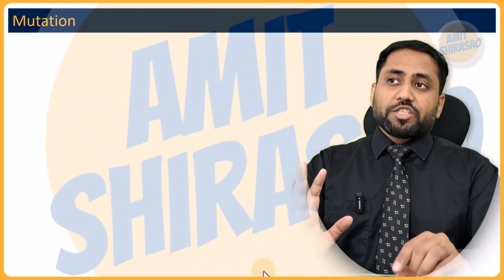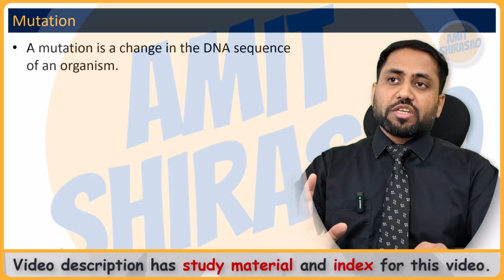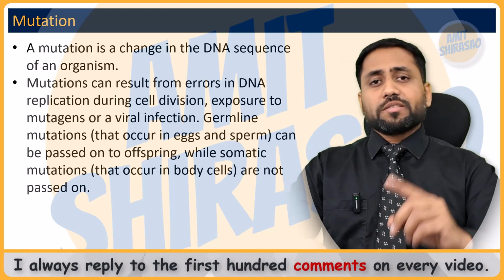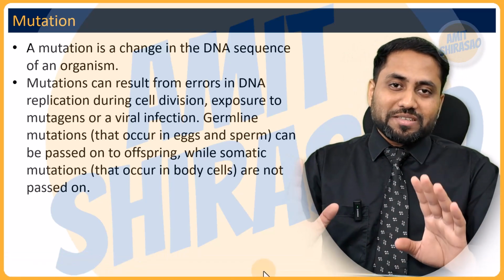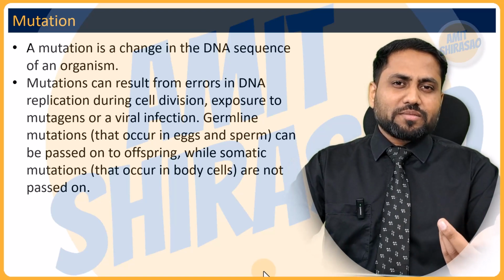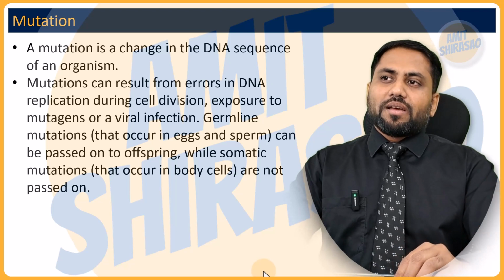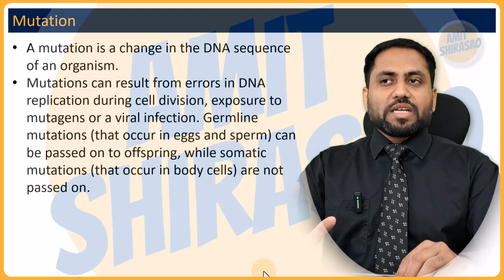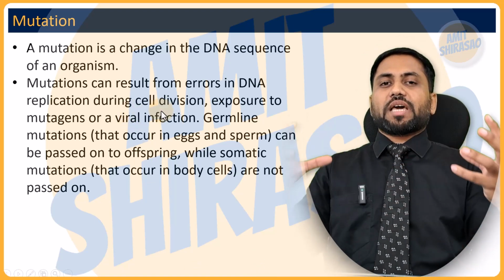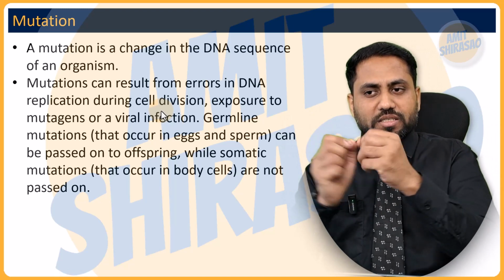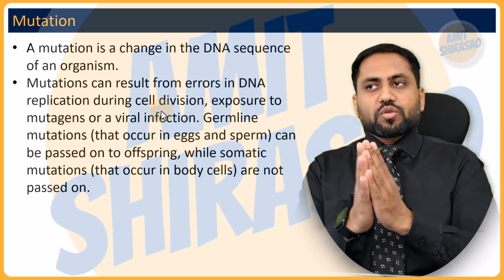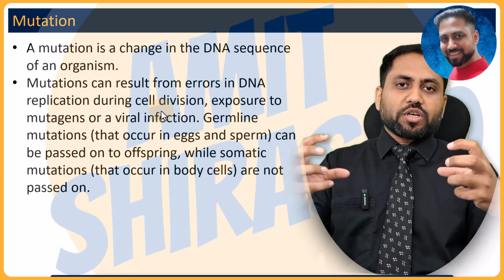What is mutation? Mutation theory says that a mutation is a change in the genetic sequence of an organism. For mutation, see the movie X-Men. All those are mutants. Or Teenage Mutant Ninja Turtles. There are some turtles who are mutants. Mutants can result from errors in DNA replication during cell division. Whenever cell division happens, DNA gets packed up into chromosomes and then they divide. So that is called cell reproduction.